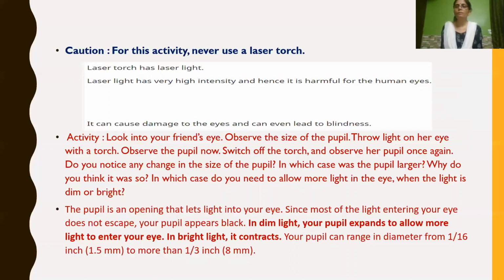So what is the pupil? The pupil is an opening that lets light into our eye. Since most of the light entering our eye does not escape, the pupil appears black. In dim light, our pupil expands and allows more light to enter our eye. In bright light, on the other hand, it contracts. Our pupil can range in diameter from 1/16 inch, that is 1.5 millimeter.